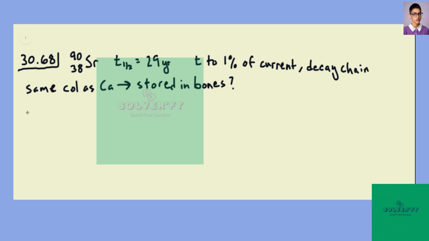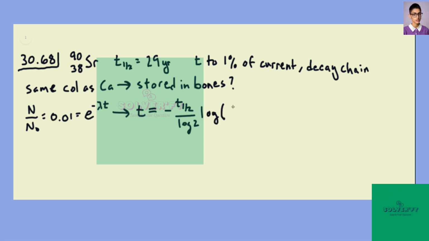So now the time that it needed to get to 1% of its original level, 0.01 of N over N naught, is going to be e to the negative lambda t, so we want t here. So solving for t and substituting in log of 2 over the half-life, so that we have this in terms of the quantity that we know, we get that the time is going to be the half-life over log 2 times the log of our 1%. And so that will take 200 years.